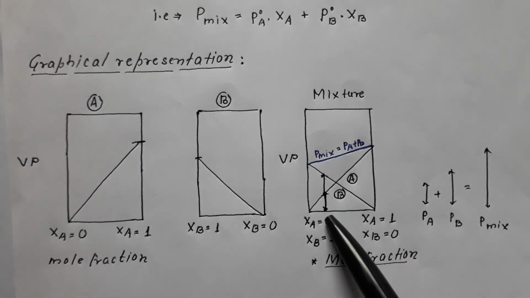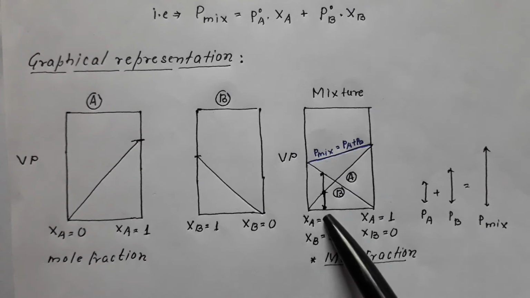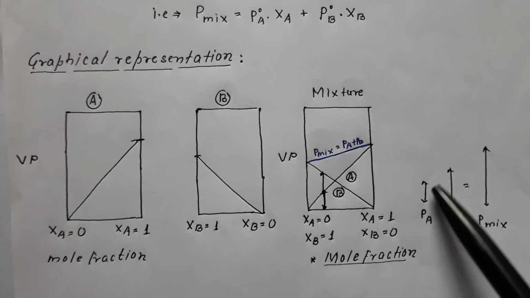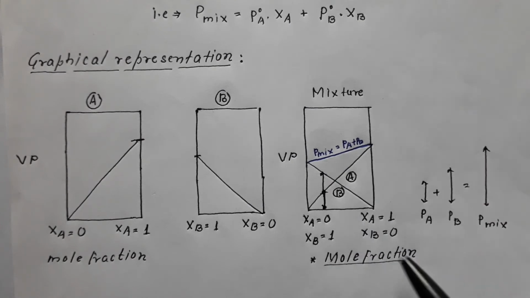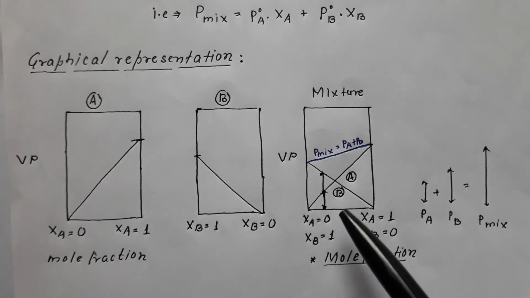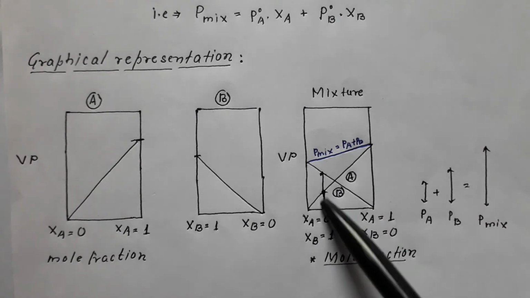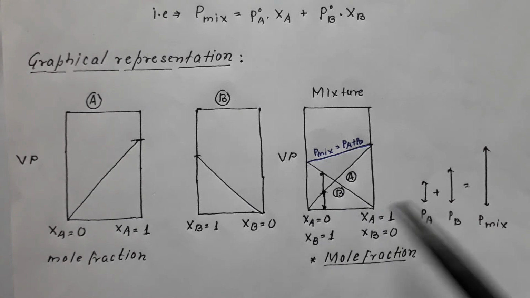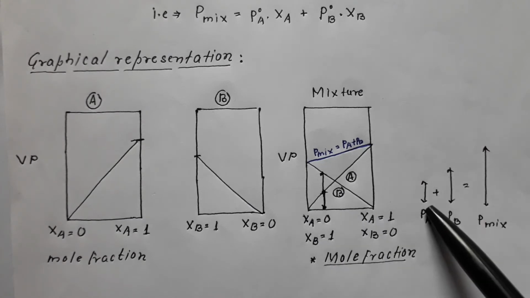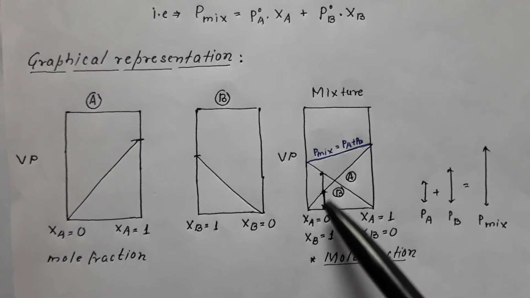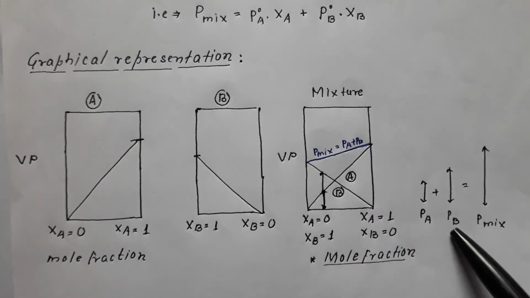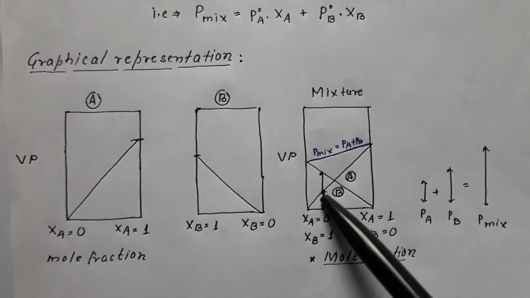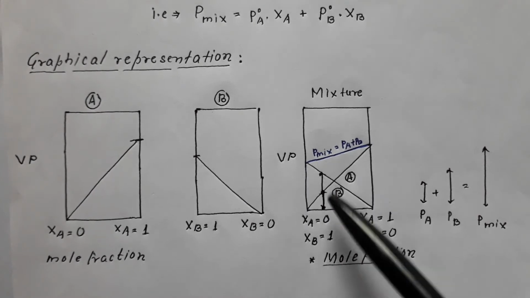Suppose I discuss this point. At this point the vapor pressure of A is this much, represented over here. This is the vapor pressure graph for A at this point, PA. At the same point, the vapor pressure for B is this much, represented over here. This is the vapor pressure for B, that is PB, and the total pressure would be the sum from here to here.